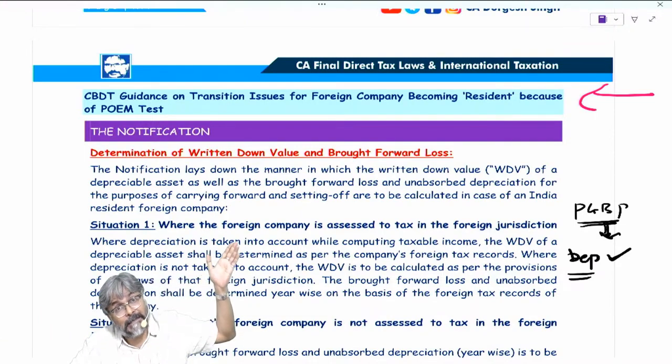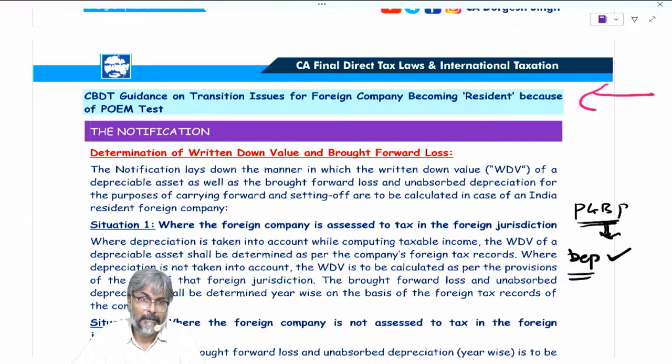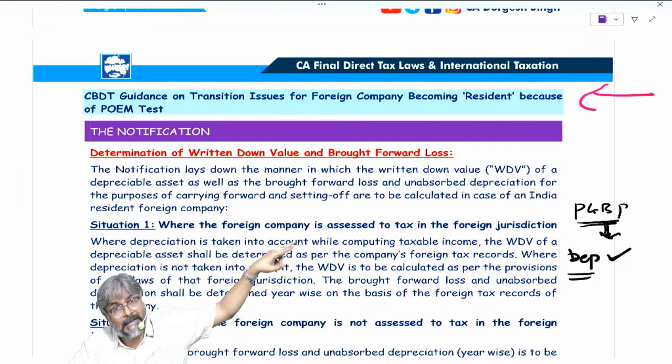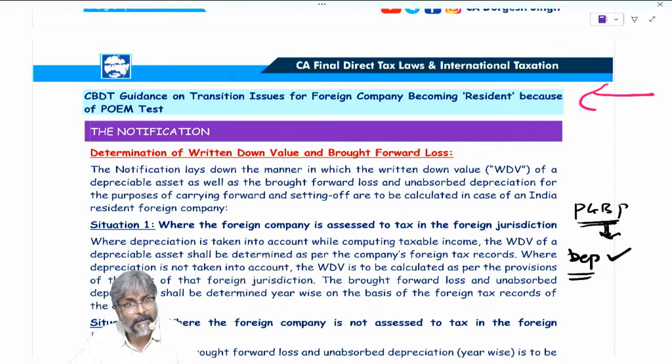Because up till last year he was preparing the books as per what? The tax record of the foreign country. So the closing WDV that they have is what? It is as per the tax record of the foreign country. And now you say you want the opening WDV on which you will apply the rate of depreciation as per the income tax rules. But the opening WDV you have got is the value as per what? As per the foreign data.